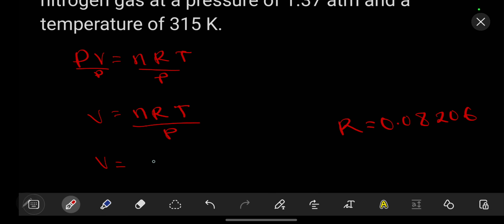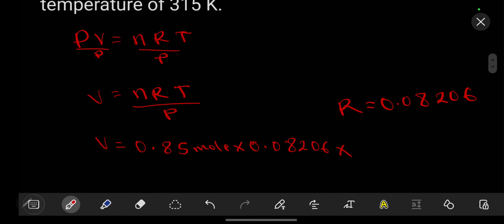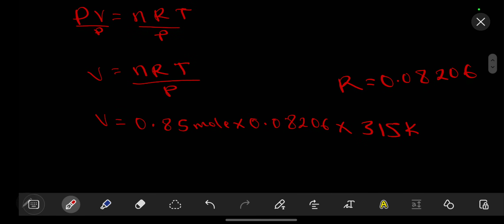So our volume should be equal to our number of moles, 0.845 moles, times our R value, since our pressure is in atmospheres, 0.08206, times the temperature, which is 315 kelvins. Take note that the temperature also always has to be in kelvins. Over the pressure, which is 1.37 atmospheres.